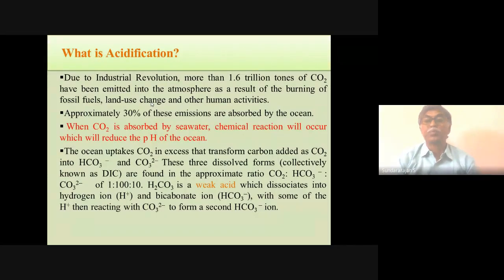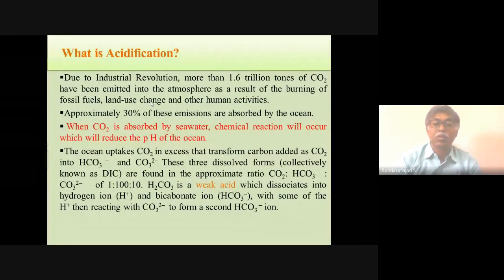So what is acidification? Let's come to the acidification process, how it is happening. Due to the industrial revolution, more than 1.6 trillion tonnes of carbon dioxide have been emitted into the atmosphere as a result of burning of fossil fuels, rapid industrialization and human activities. Approximately 80% of this emitted carbon dioxide is absorbed by the ocean. As we know, carbon dioxide is water soluble, and there is a chemical reaction that reduces the pH of the ocean water, which means an increase in acidity. The ocean takes up CO2 in excess, which transforms the carbon added as CO2 into bicarbonate and carbonate. These three dissolved forms are known as dissolved inorganic carbon in the coastal waters.